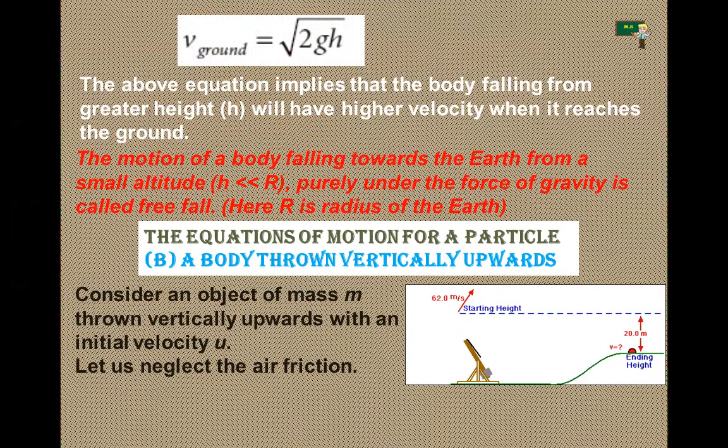Okay, now let's move to the equation of motion of a particle using a body thrown vertically upwards. Usually the batsman in a cricket match hits the ball vertically upwards. Consider an object of mass m thrown vertically upwards with the initial velocity u. Let us neglect the air friction here also.